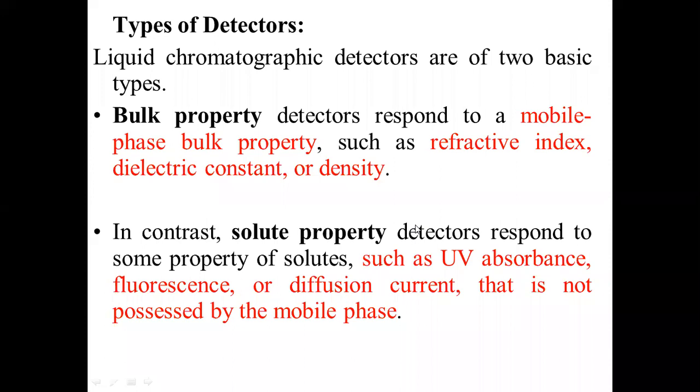So, do remember, for HPLC, detectors are classified into two principal types: bulk property detector and solute property detector. Bulk property detector is functioning based on the property of the mobile phase or the bulk property of the mobile phase, such as refractive index, dielectric constant, or density. In contrast, the solute property detectors respond to the property of the solutes such as UV absorption, fluorescence ability, or diffusion current that is not possessed by the mobile phase.